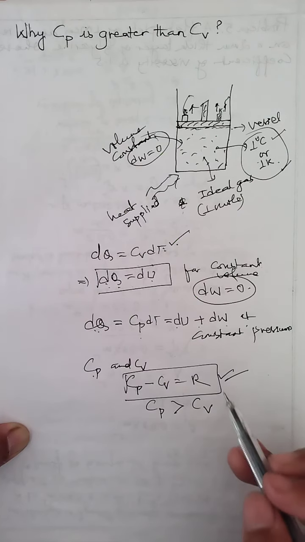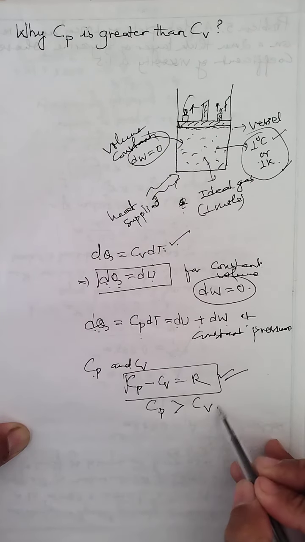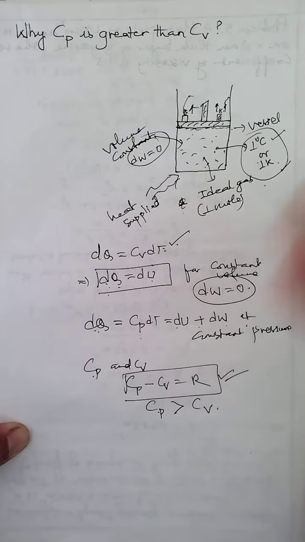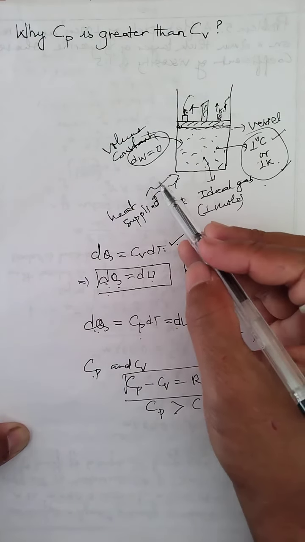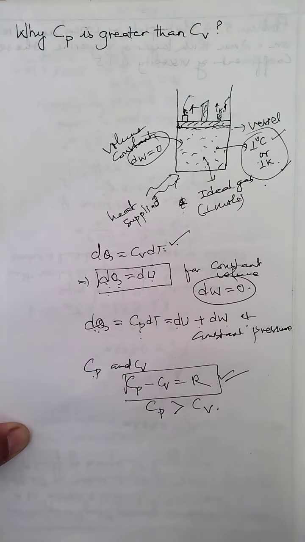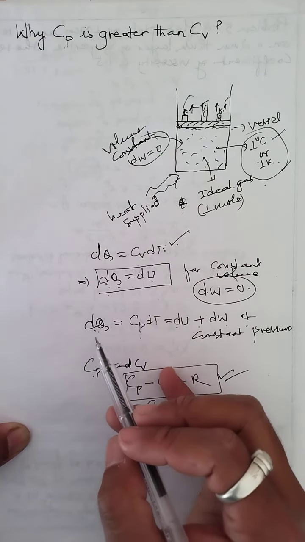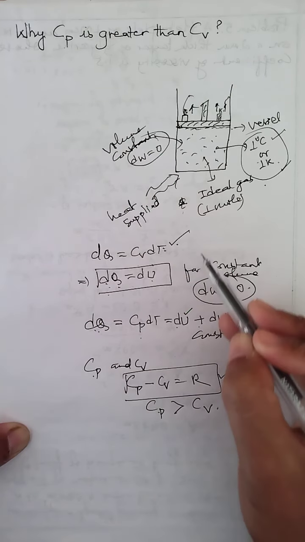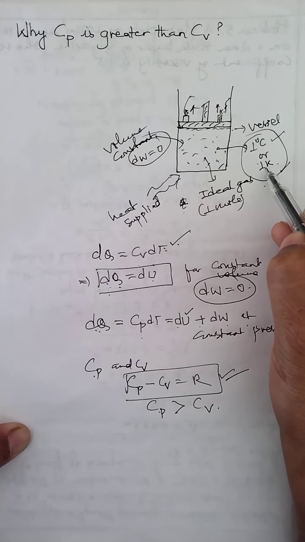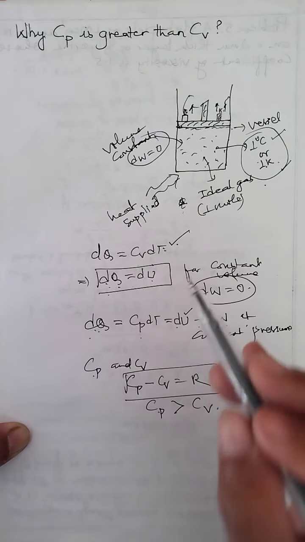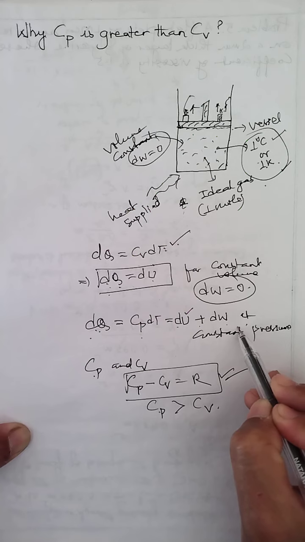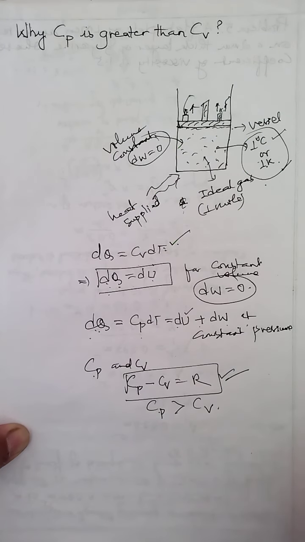But the actual reason why Cp is greater than Cv is that the heat supplied to the gas at constant pressure will be more than the heat supplied at constant volume. Because at constant pressure, the heat supplied to the gas is used not only to increase the internal energy of the gas, to increase the temperature by 1 degree Celsius or 1 Kelvin, but also has to be used to do some work by the gas against the pressure. So this is the main reason that Cp is greater than Cv.